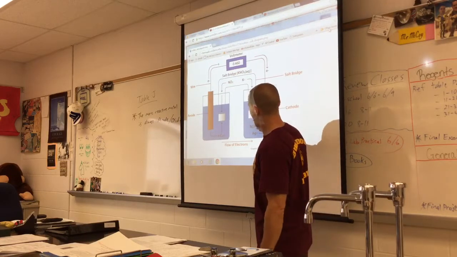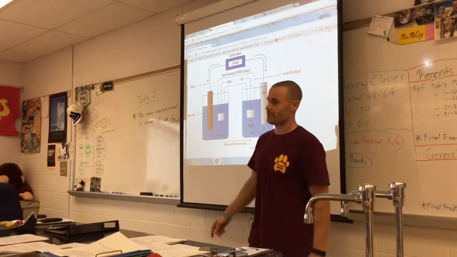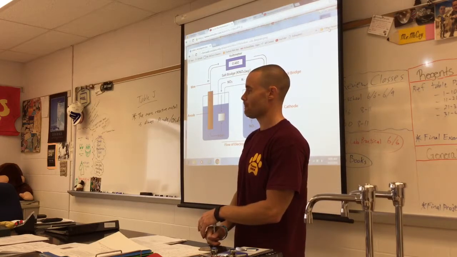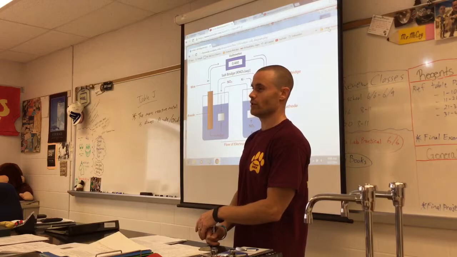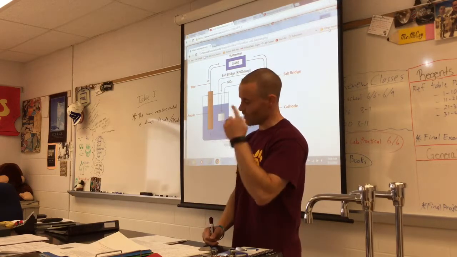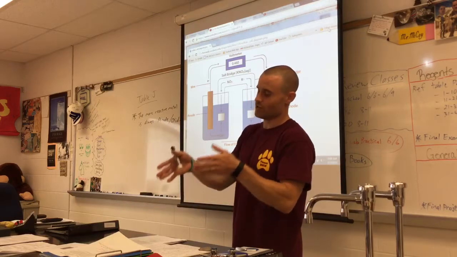Okay, this is Alaska. This is Asia. What's a salt bridge? What's the analogy? I think social studies. The land bridge. Land bridge! I always think this is so clever because it really helps kids remember, because social studies teachers teach this the same way.